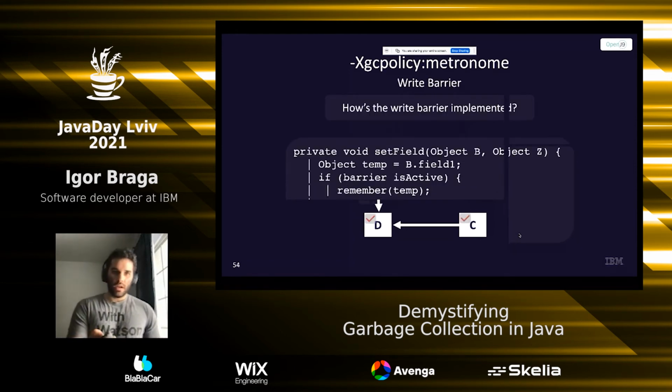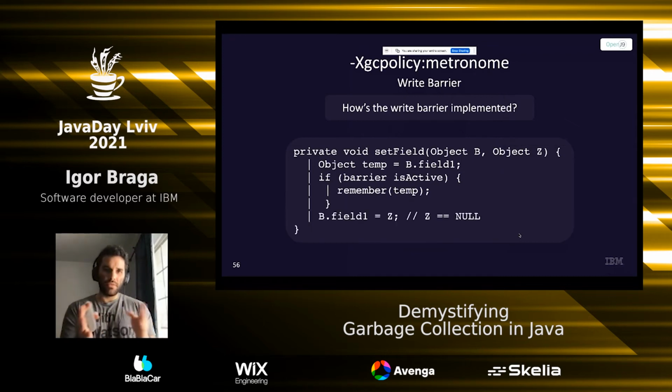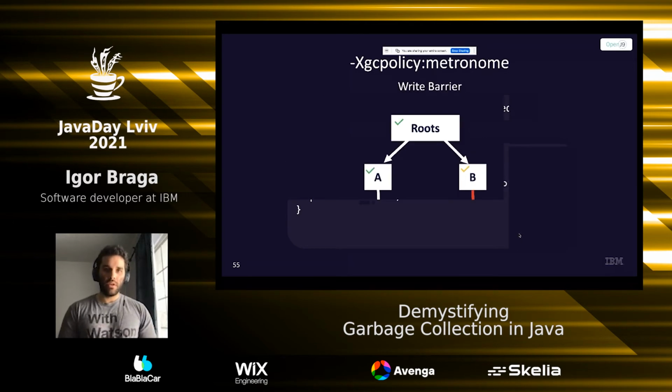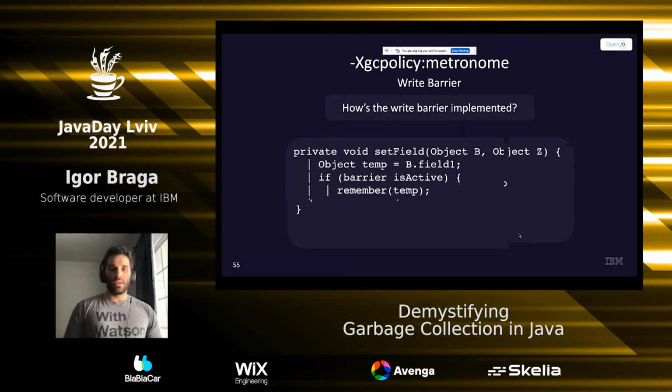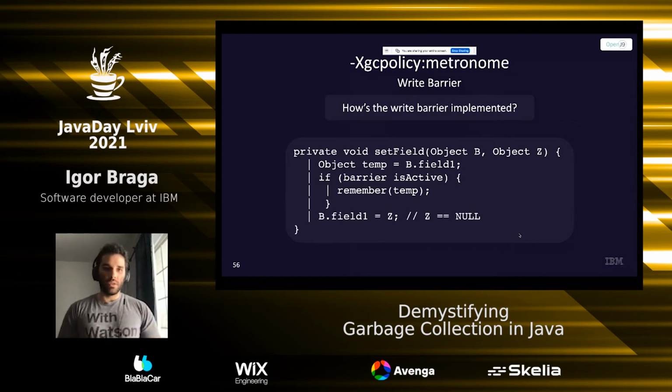So this is how this barrier is implemented. We store the field in a temporary variable and check if the barrier is active. If it is, we remember that temporary value, which pretty much means we're going to remember that reference from B to C. That way, we can remember all those references that, if we didn't have the barrier, we would erroneously collect those objects.